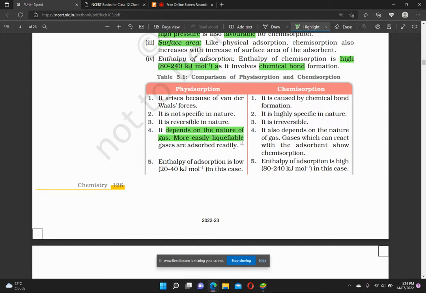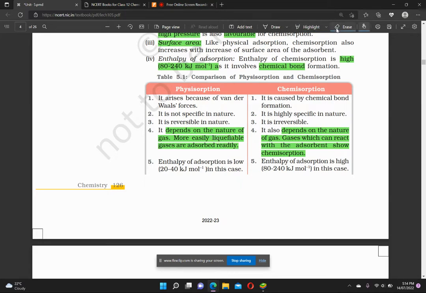More easily liquefiable gases are adsorbed readily. Also depends on nature of gas. Gases which can react with the adsorbent show chemisorption. So reaction should take place in chemisorption. Reaction should be there. Here you go. Just underline this here. Depends on nature of gas. Here the main important thing is more easily liquefiable.